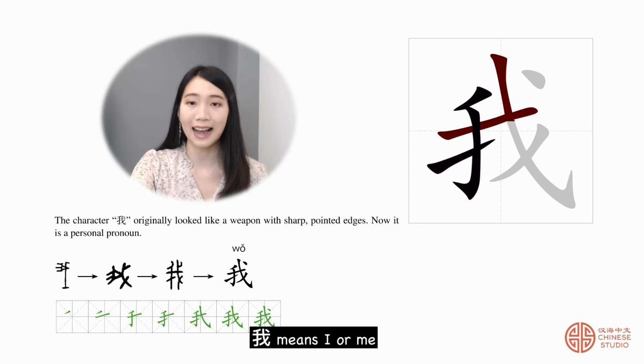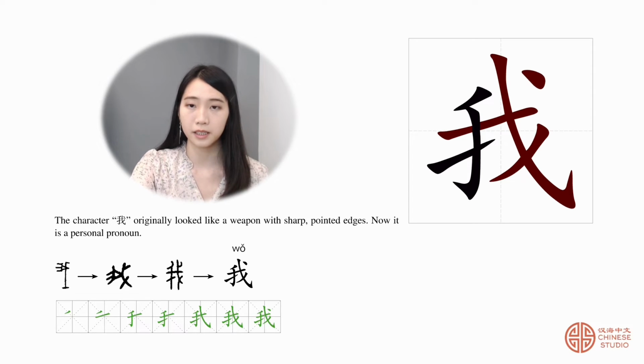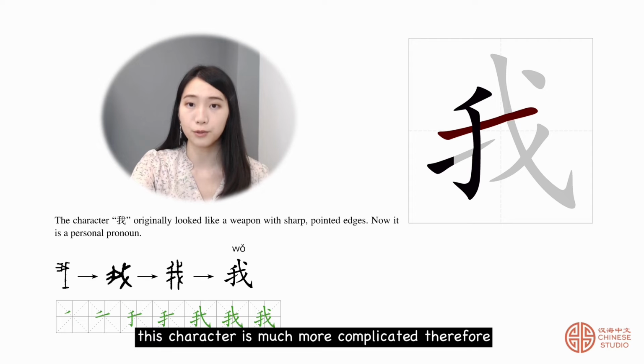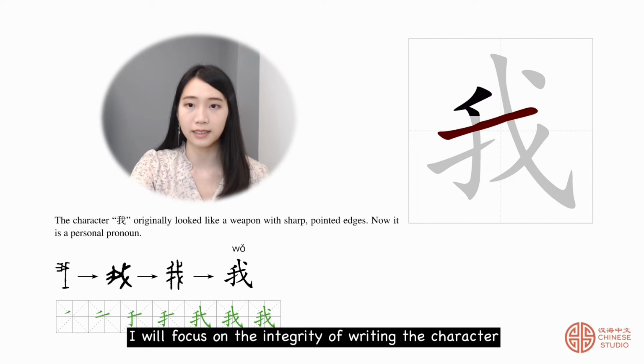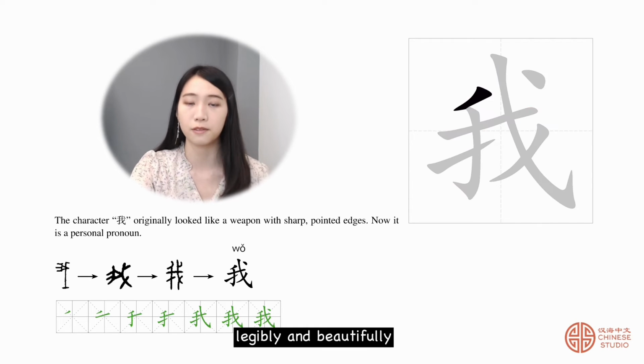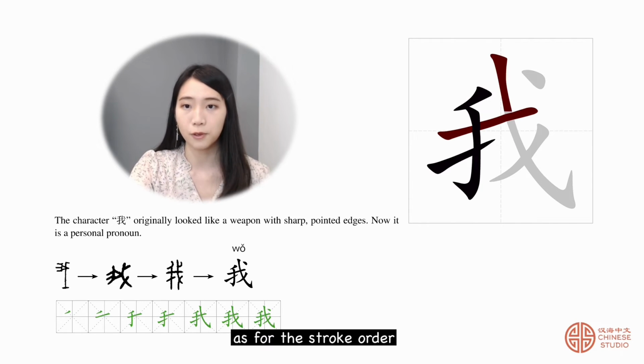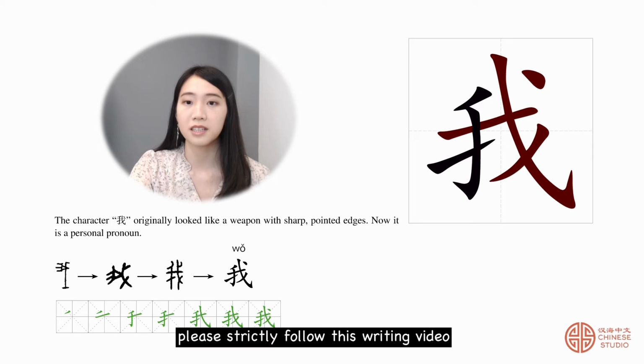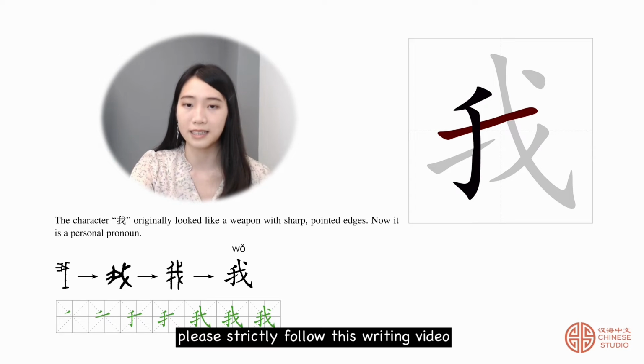我 means I or me. This character is much more complicated. Therefore, I will focus on the integrity of writing the character legibly and beautifully. As for the stroke order, please strictly follow this writing video.